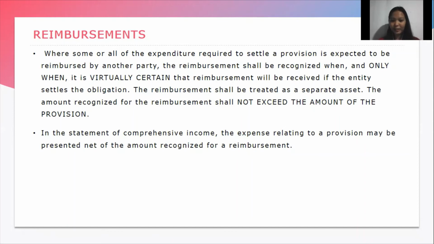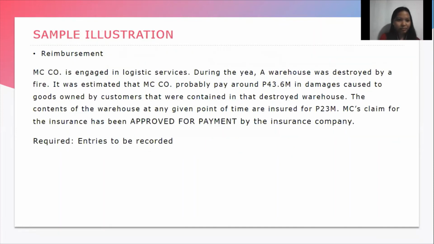In a statement of comprehensive income, the expense relating to a provision may be presented net of the amount recognized for reimbursement. And sometimes, an entity is able to look to another party to pay part or all of the expenditures required to settle a provision. Examples are insurance contracts, indemnity clauses, or suppliers' warranties. The other party may either reimburse amounts paid by the entity or pay the amounts directly. For further discussion, let's have an illustration.